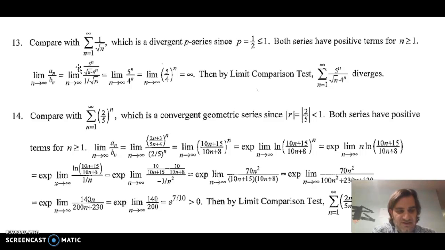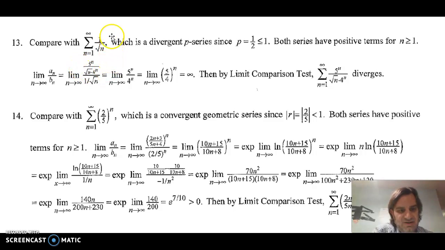Well, 5 to the n over 4 to the n definitely looks like it's going to diverge because it looks like a geometric series. If you throw out the square root of n, you'd have 5/4 to the n, which the ratio is bigger than 1, so that would make it a geometric series that diverges. But we have something extra on the bottom, so we don't know how much that's affecting how large it gets or how quick it gets large. So we're going to have to compare it to something else.